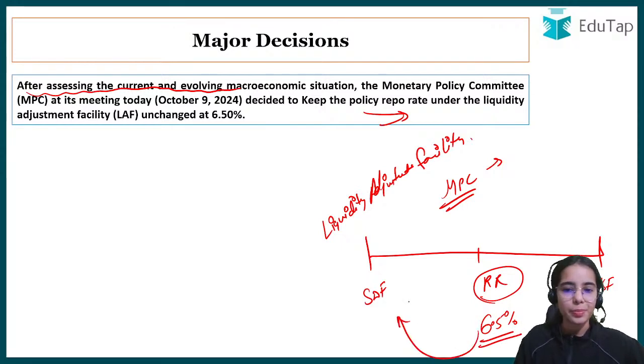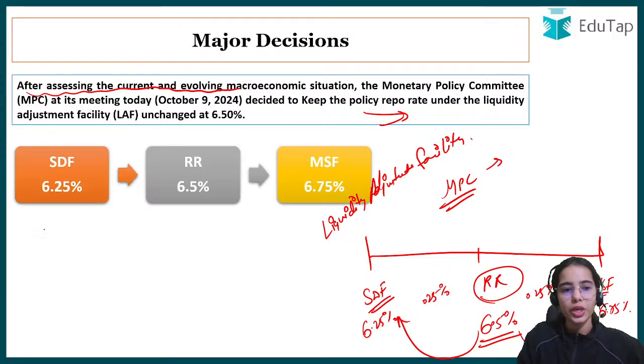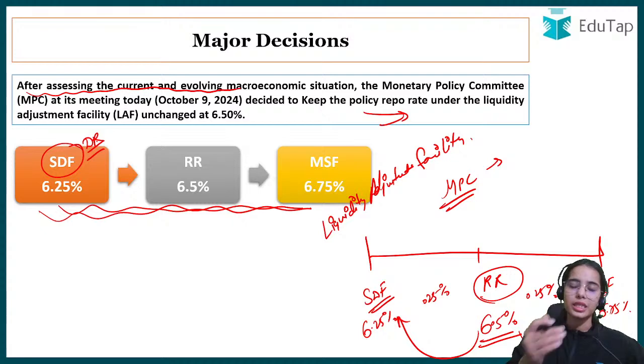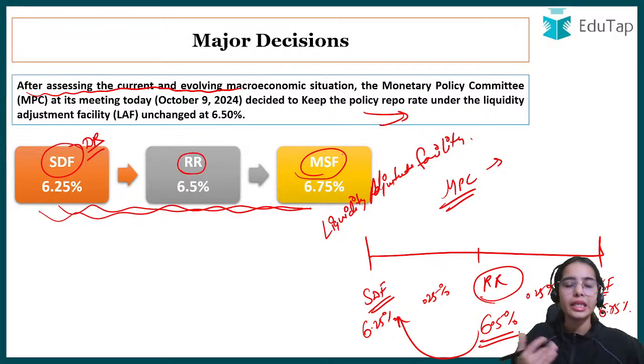SDF is less than the repo rate by 0.25%. So SDF currently is 6.25%. Your MSF is higher than the repo rate by 0.25%. So MSF is your 6.75%. Okay, so this is your LAF corridor, your liquidity adjustment facility corridor. SDF is the deposit rate of the RBI. This is the rate at which the RBI takes deposits from the banks. Repo rate and MSF are the lending rates of the RBI, at which the RBI lends to the banks.